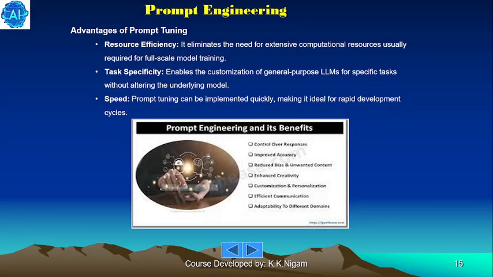Advantages of prompt tuning. Resource efficiency: It eliminates the need for extensive computational resources usually required for full-scale model training. Task specificity: Enables the customization of general-purpose LLMs for specific tasks without altering the underlying models. Speed: Prompt tuning can be implemented quickly, making it ideal for rapid development cycles.